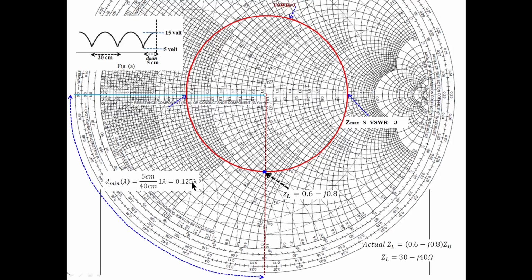Then 0.005 further, so you come here. By the time you come here, you have travelled 0.125 lambda. You stop here. Draw a line from here to the center of the Smith chart. It cuts the VSWR circle somewhere. Read the impedance here. It is 0.6 minus j0.8.